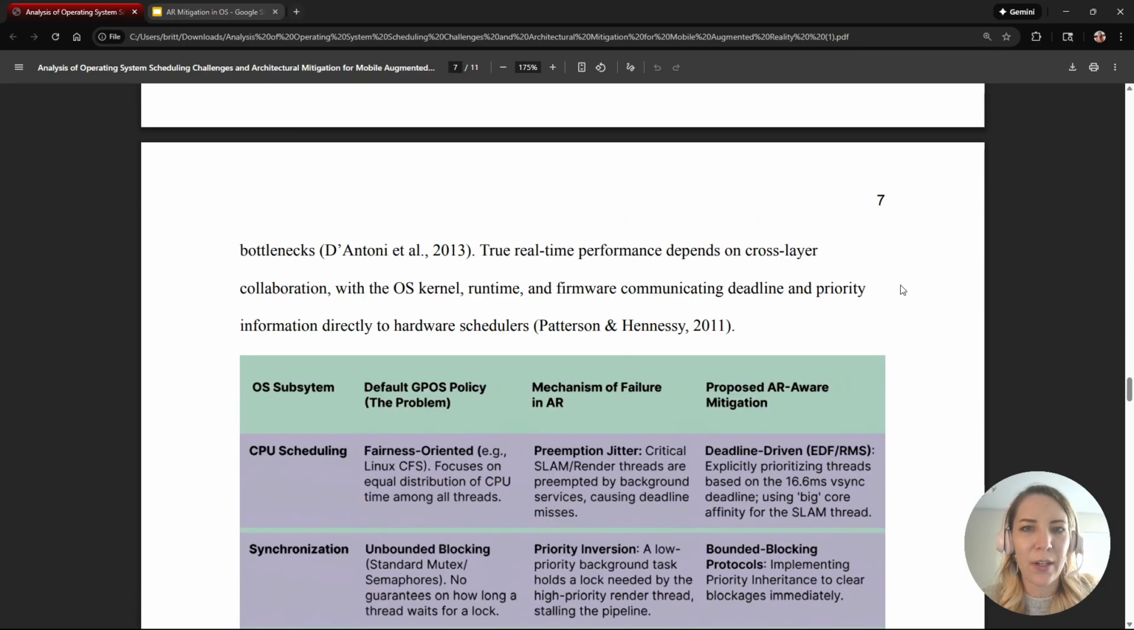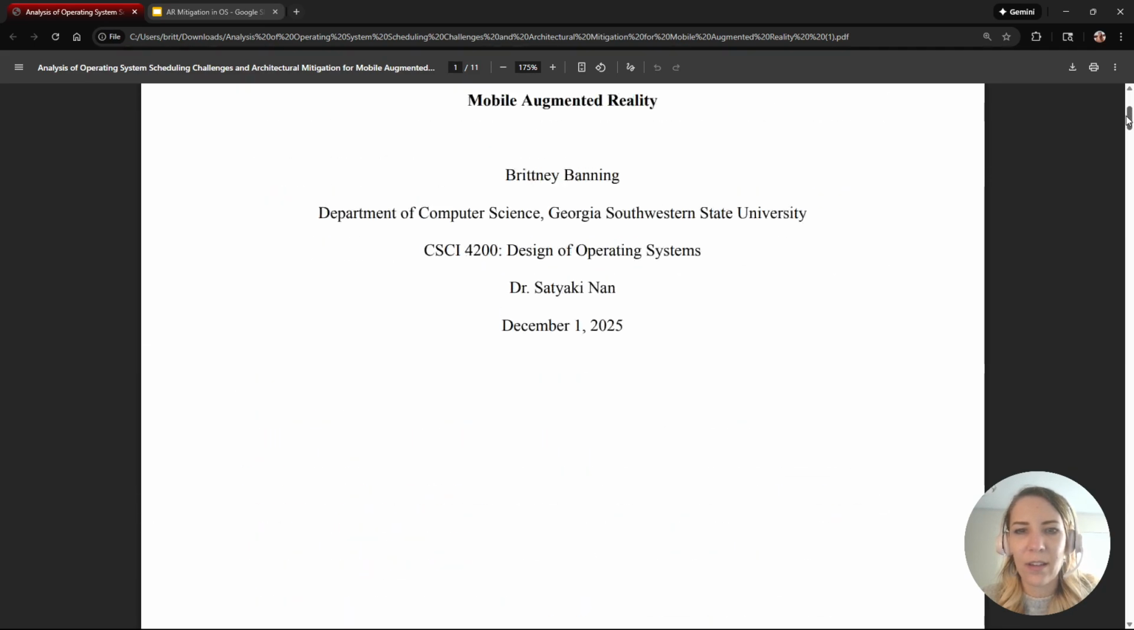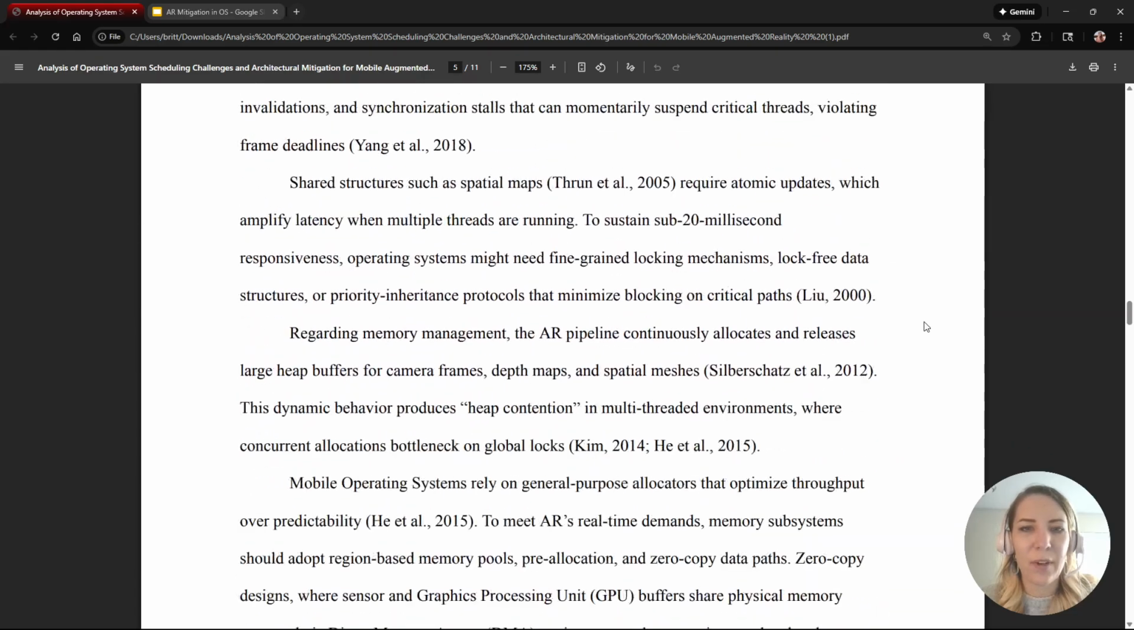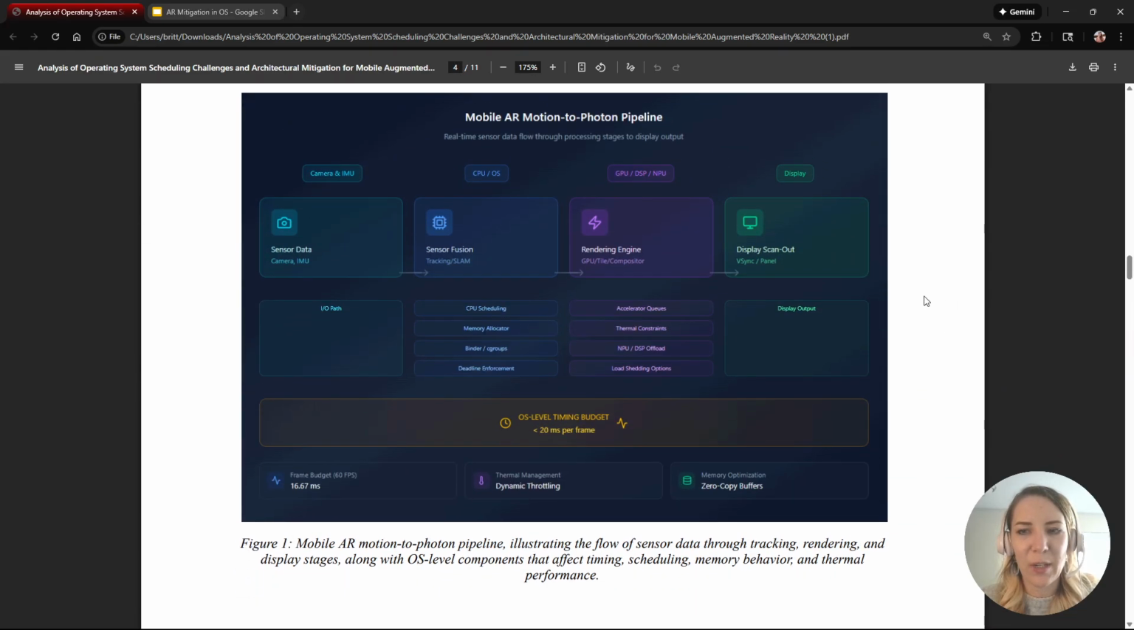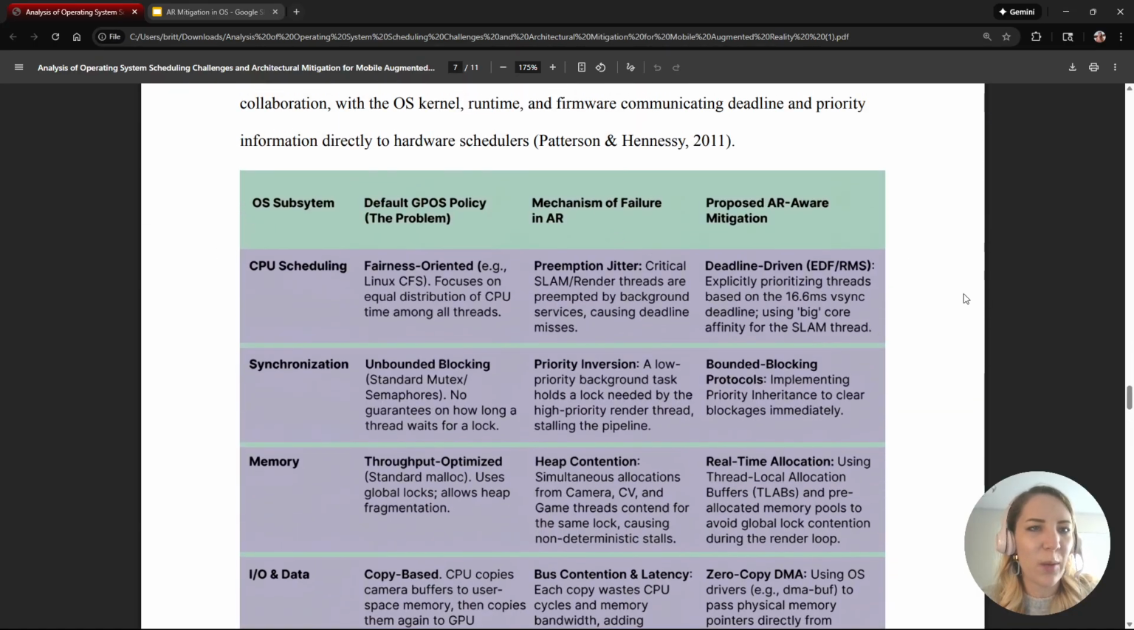This was my paper, and I had a few diagrams in here. I was maybe going to explain, but I feel like they're not too hard to understand in the paper.